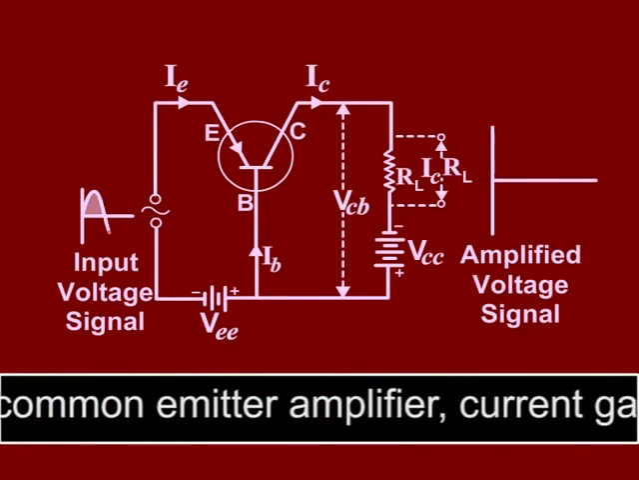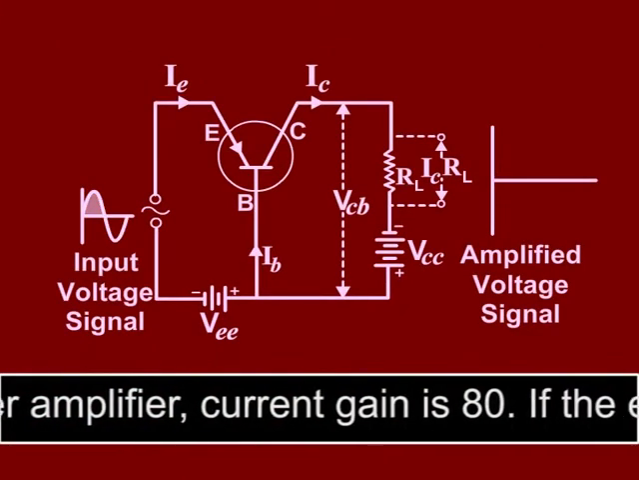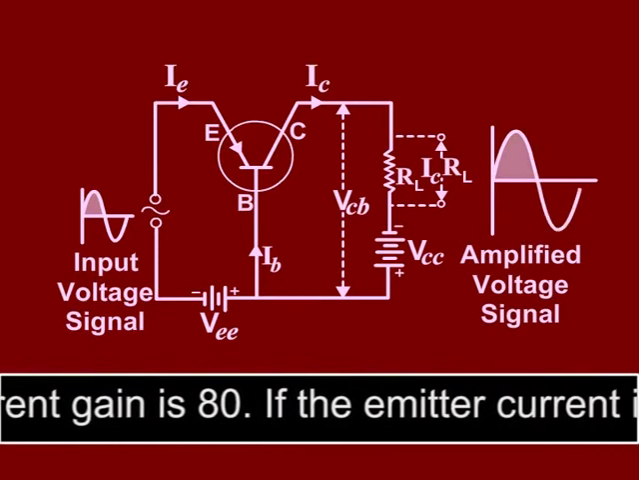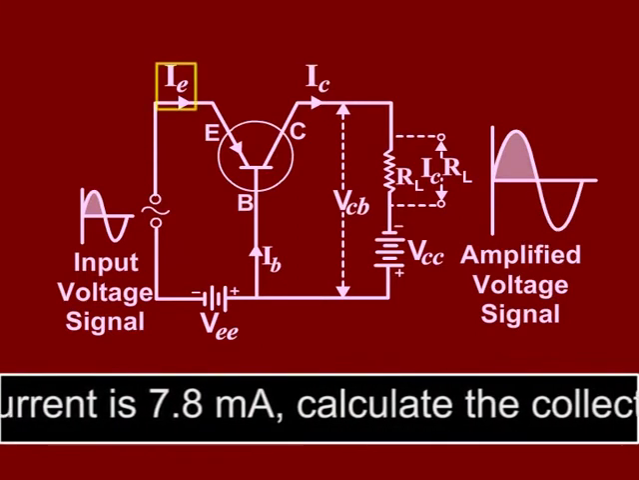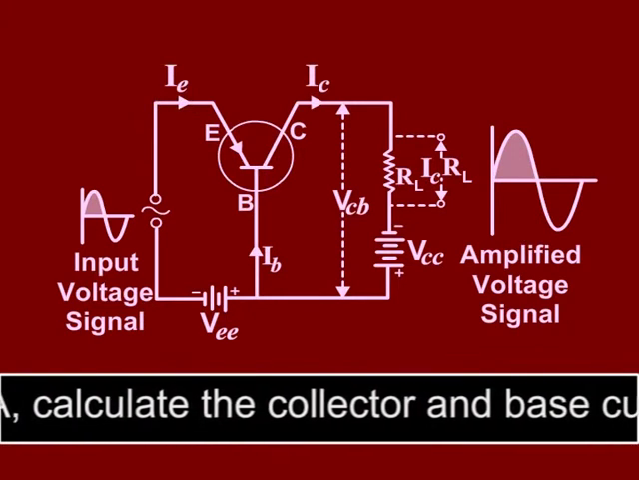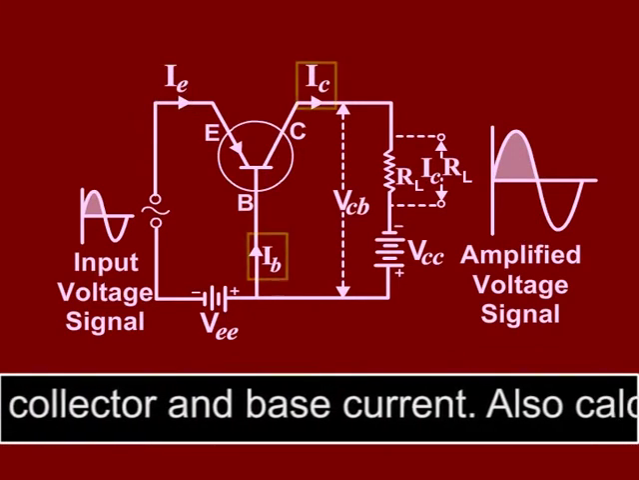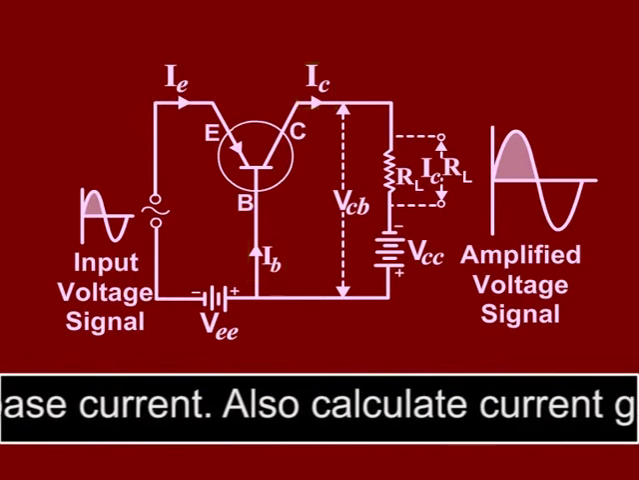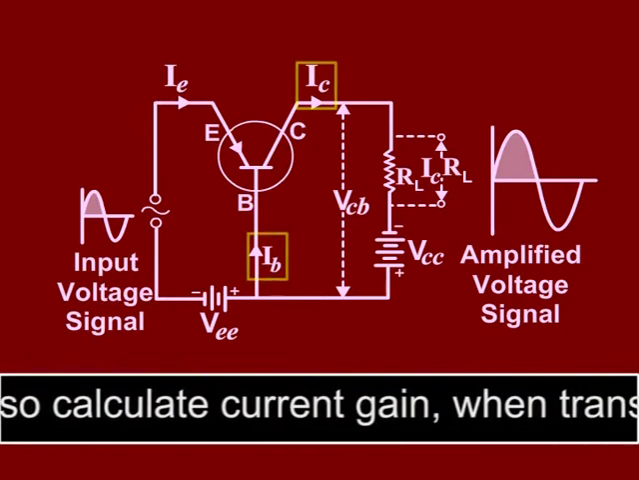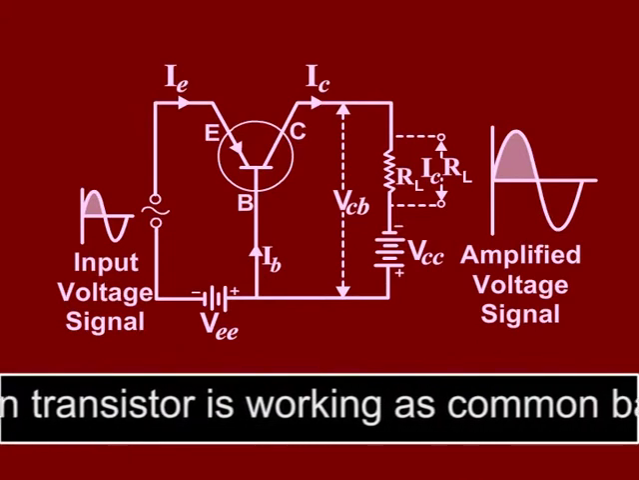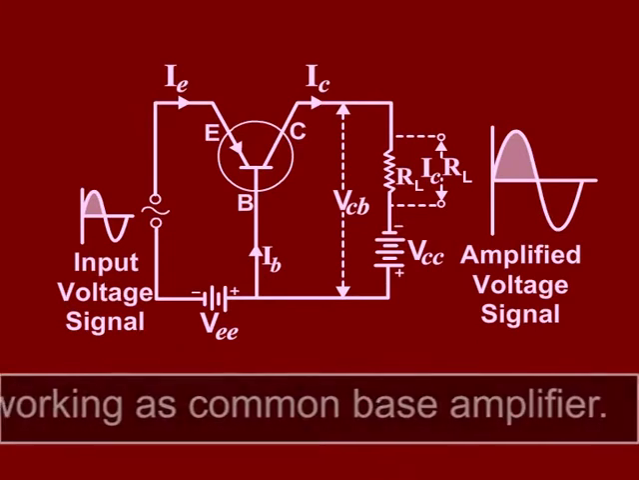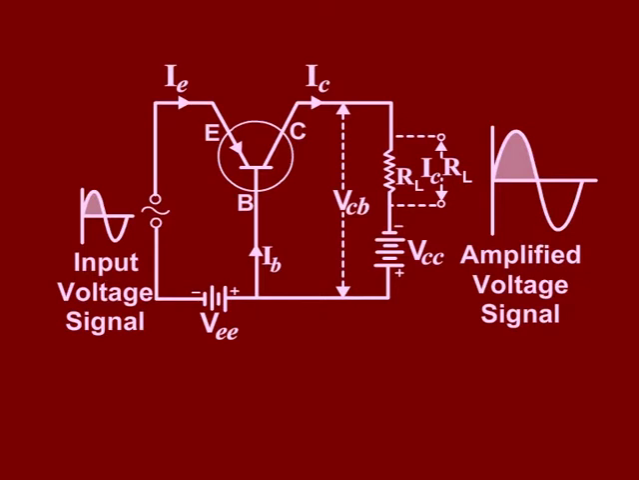For a common emitter amplifier, current gain is 80. If the emitter current is 7.8 milliampere, calculate the collector and base current. Also, calculate current gain when transistor is working as common base amplifier. Now, look at the solution also.